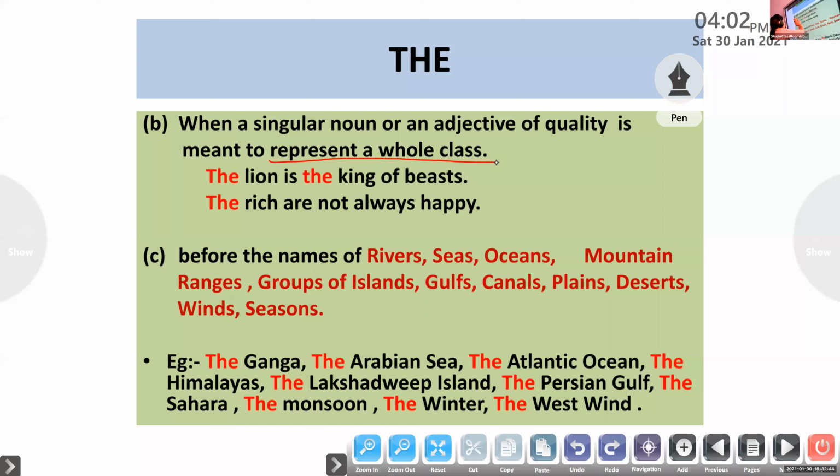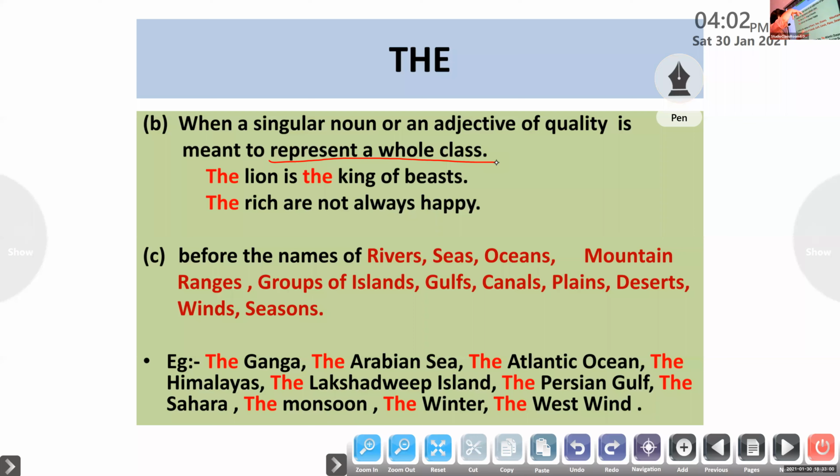The lion is the king of the beasts. Why have I used "the lion"? Because we already know this animal, this particular animal, the lion. It is not a tiger, it is not a bear, it is not a fox. The lion is the king of the beasts.